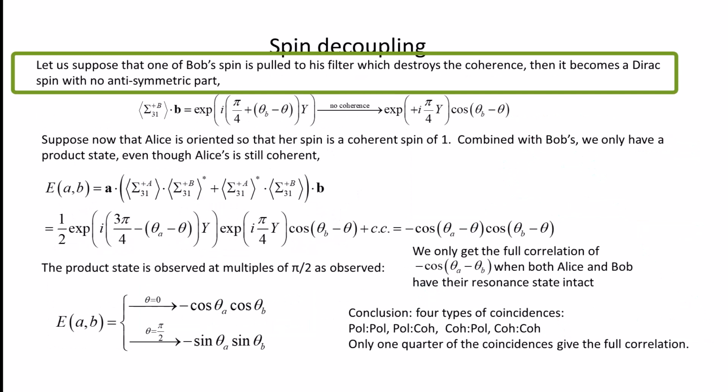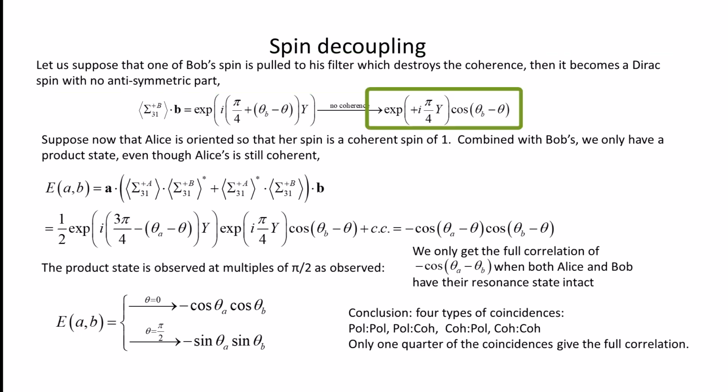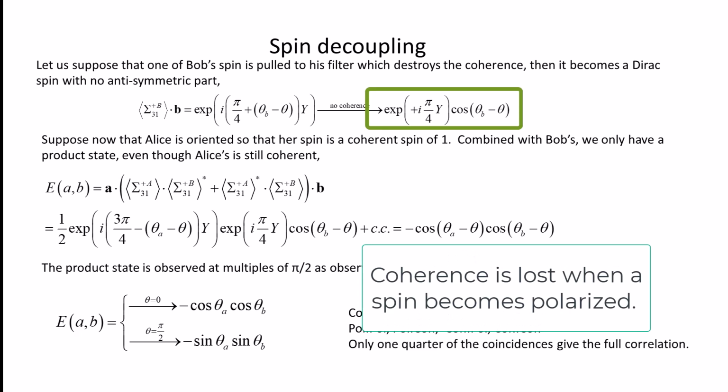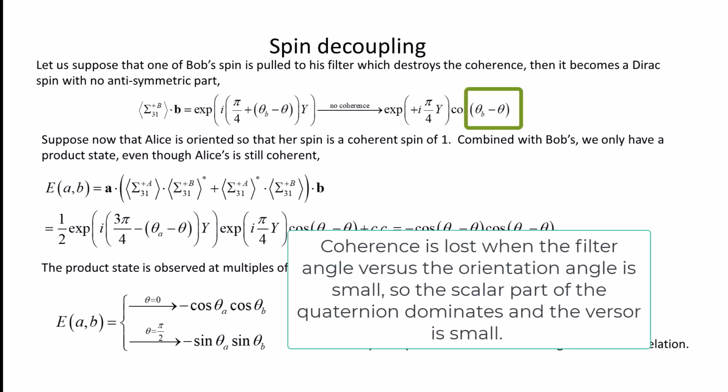Suppose that Bob's spin is oriented relative to his filter, so that one of his spins lines up easily. This destroys his resonance spin, and the axis lines up, giving the usual Dirac spin of two states. When this happens, only the scalar part of the quaternion survives, as seen here. For this to happen, it is necessary that the difference between the filter angles and the one-spin axis is small, so the cosine is large. This is the condition for decoupling.